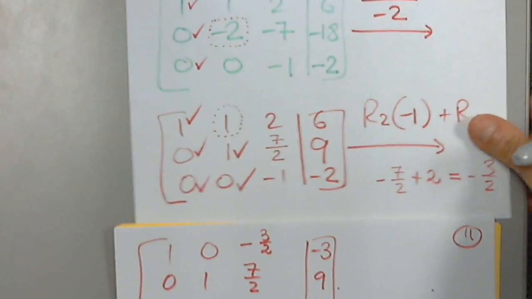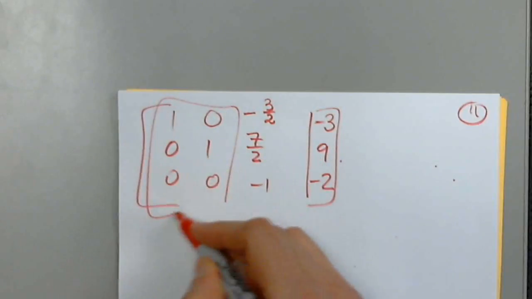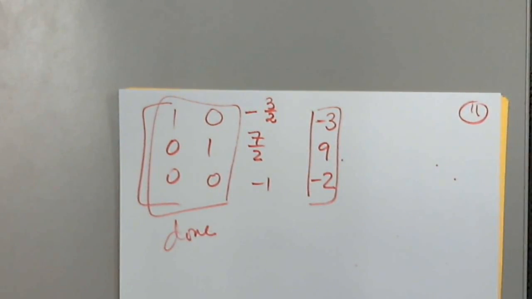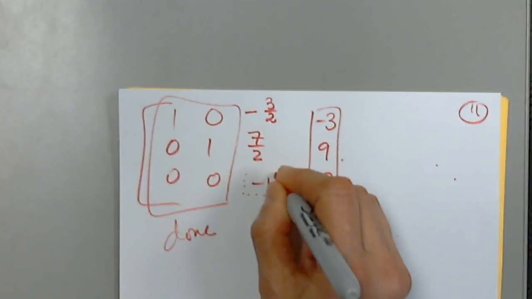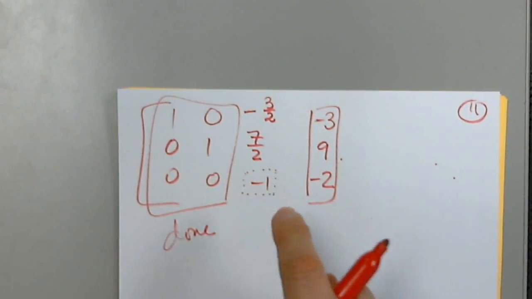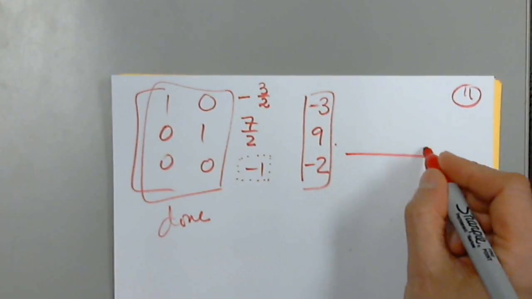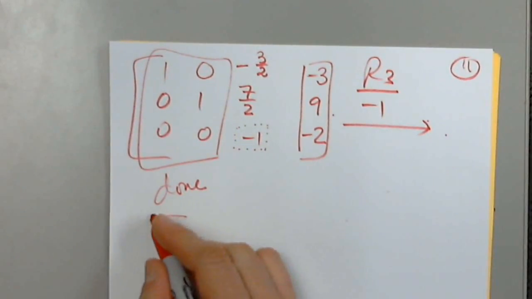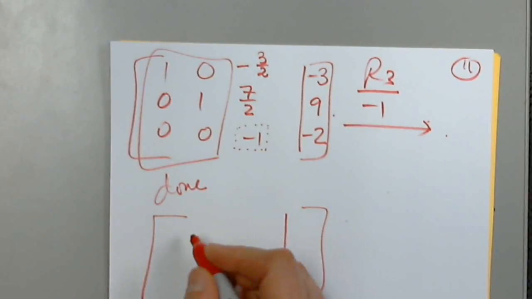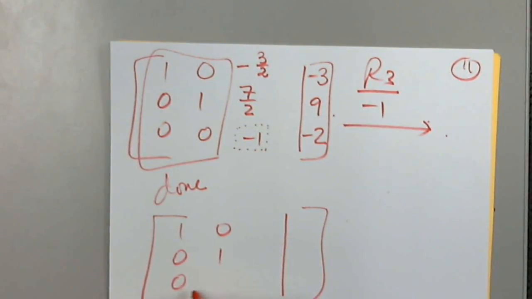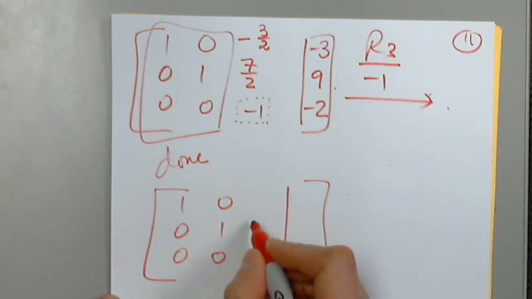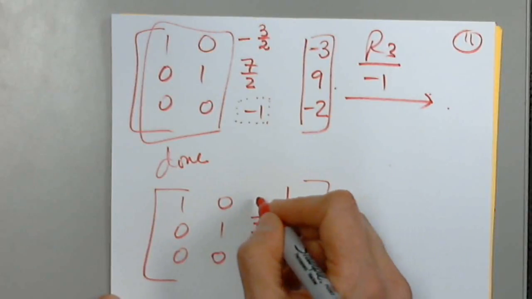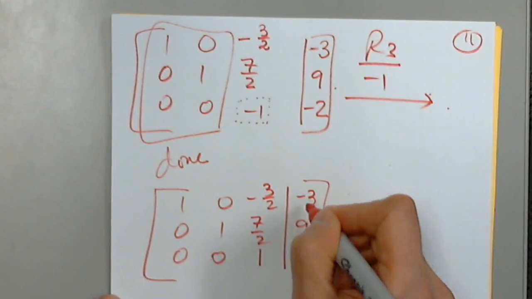What did we accomplish? A lot. All this, the first 2 columns. So now I have to obtain a 1 here. How do I obtain a 1 here? Divide the row by -1. That's it. I divide row 3 by -1. Perfect. Good. So 1, 0, 0, 1, 0, 0, 1, 2. And I copy 7/2 and 9 and -3/2 and -3.